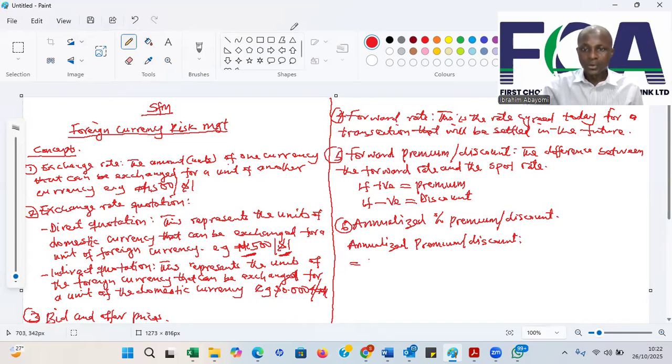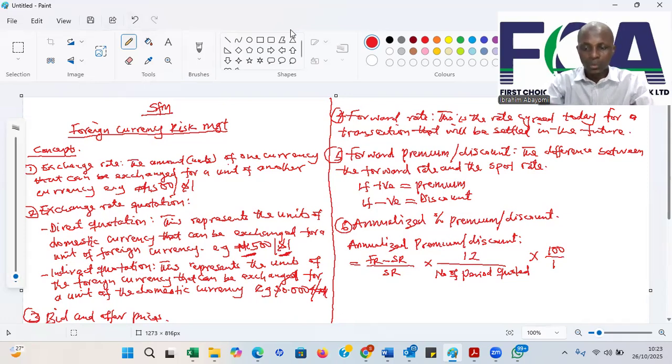It is given as forward rate, which is FR, minus spot rate, over spot rate, multiplied by 12, because we have 12 months in a year, over the number of periods quoted, multiplied by 100 over 1.